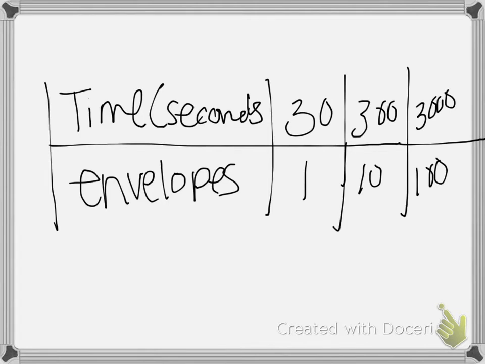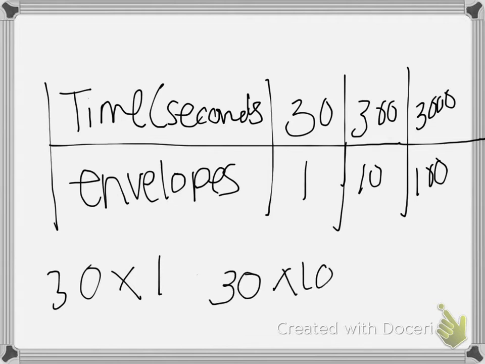So using a table or number sentence is more efficient than drawing a picture because it takes time to draw and label a picture. It's less time to write out a number sentence. So 30 times 1, a lot simpler than drawing an envelope. Or 30 times 10, a lot simpler than drawing out 10 envelopes.